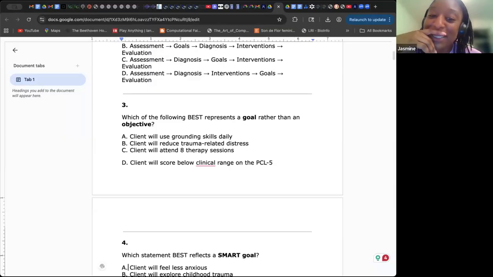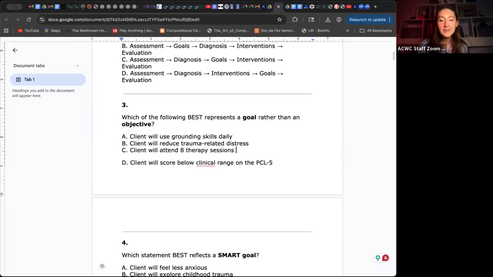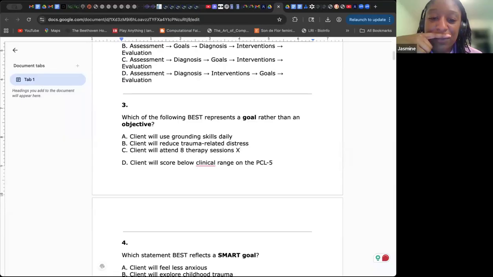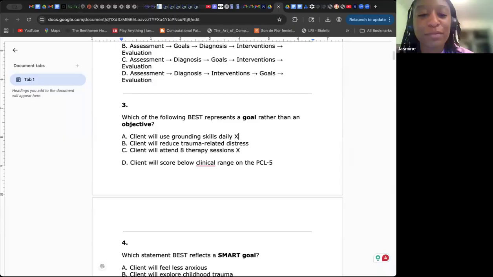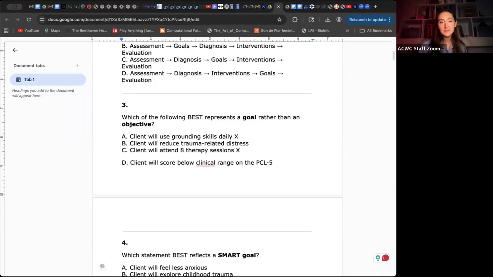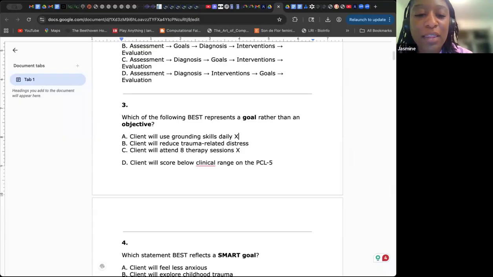I'm going to take out C. Yes, nice job. That's way too nitty gritty, right? Client will score below clinical range on the PCL5. I want to take out A. Nice job. Yes, Jocelyn. Something I tell my students all the time is, if you get stuck on the hardest one, leave that and try to eliminate the ones you know it can't be. Start by eliminating the easiest first. Grounding skills daily is definitely not a goal. It's too nitty gritty. That's how you get there. And then the last two: client will reduce trauma-related stress, and client will score below clinical range on the PCL5.